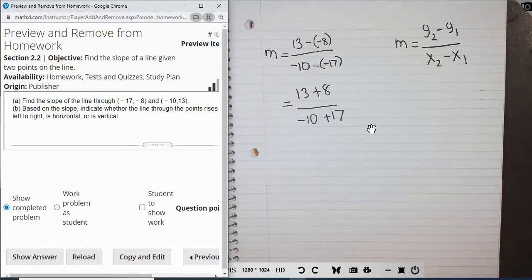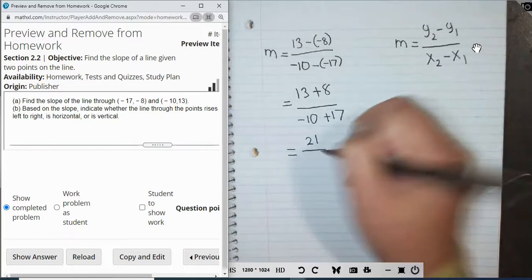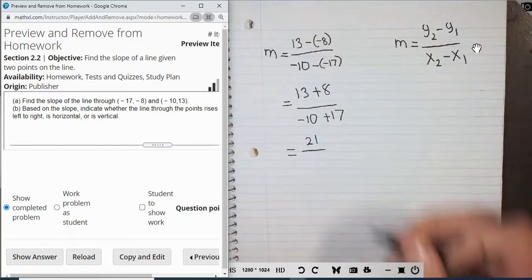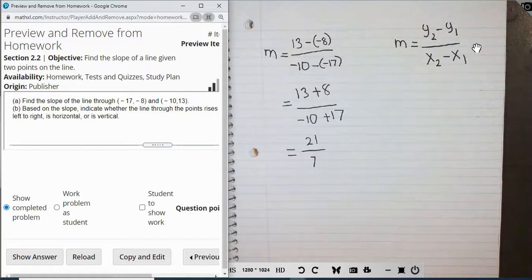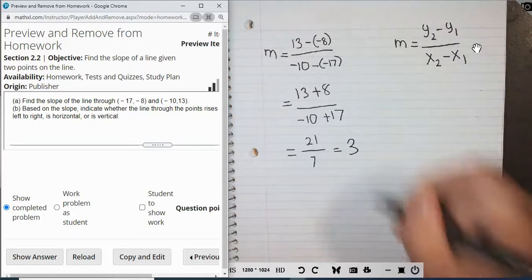Remember these concepts, because calculating slope is really not that hard. But usually where things go wrong is keeping these lined up. A lot of times people will put the x coordinates on top. Those are just a few common mistakes that I like to reiterate, because you don't want to miss this problem. It's really not that difficult. But anyway, 13 plus 8 is 21, and negative 10 plus 17 is 7. And 21 divided by 7 is 3. Okay, so there's our slope.